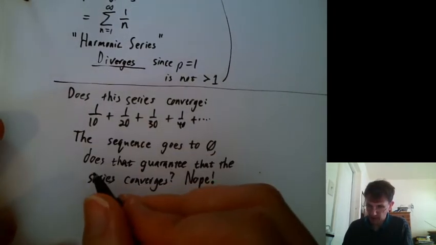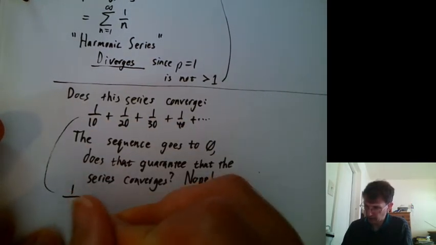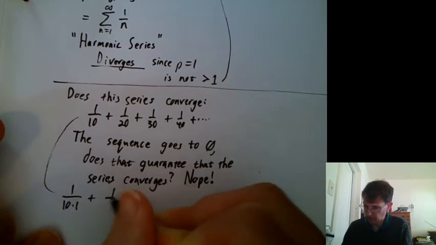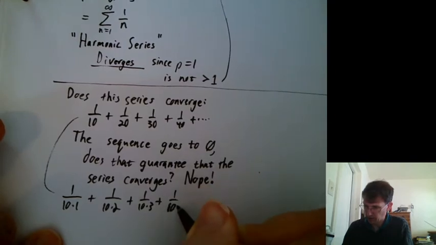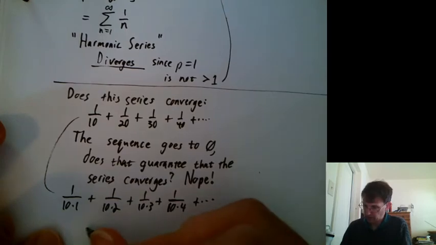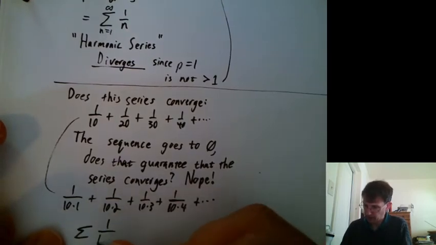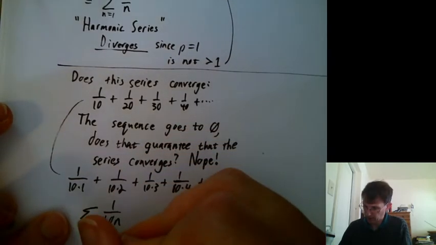Well, we could say that this series we could write as 1 over 10 times 1 plus 1 over 10 times 2 plus 1 over 10 times 3 plus 1 over 10 times 4, etc. So we could say it's the sum of 1 over 10n, n starting at 1.